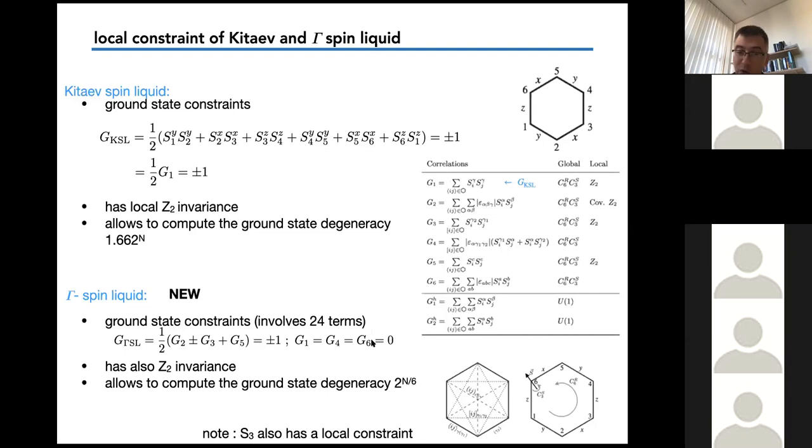Yeah, so this is new, and this involves like 24 terms, and I have no idea how one could find this unless you know how to extract it from rank 2 tensors from this machine learning algorithm. It has Z2 invariance, so we are pretty sure this is correct. And given this form, we were able to compute for the first time the ground state degeneracy of the gamma spin liquid, which is a lot less than the Kitaev spin liquid. And therefore, probably this is an explanation of why it's less stable.